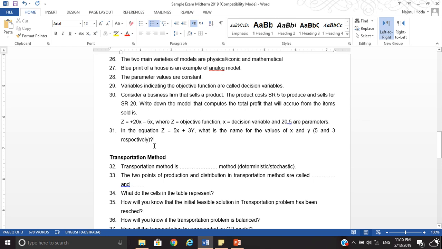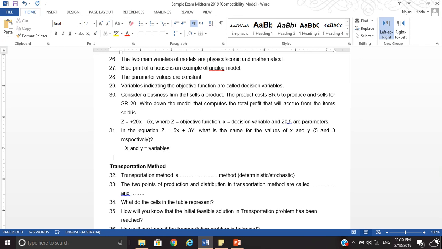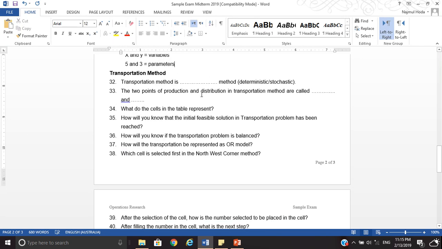In the equation z is equal to 5x plus 3y, what is the name for the values x and y? X and y are variables. And what is 5 and 3? Parameters. Okay, so these complete the general questions related to other chapters, but there are many questions related to one chapter, that is transportation method, because this is an important chapter, so we need to learn more.